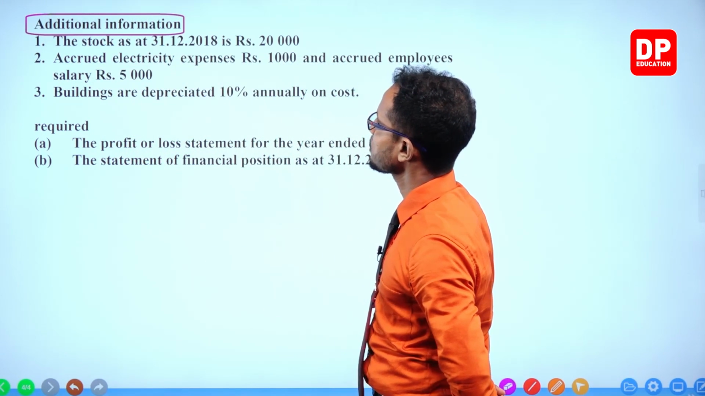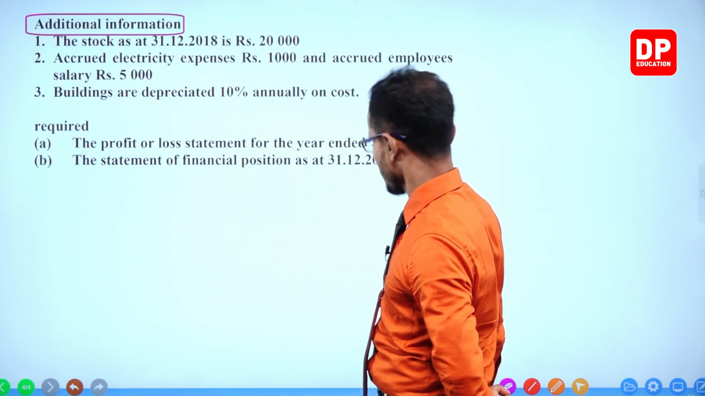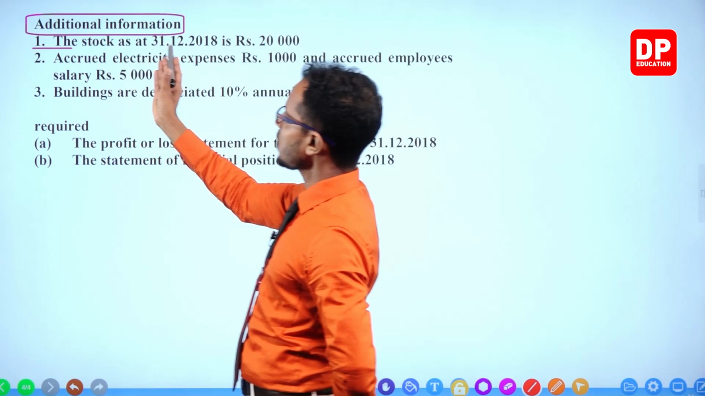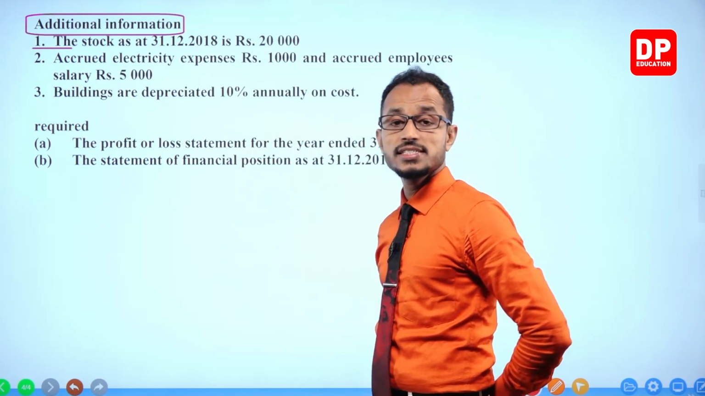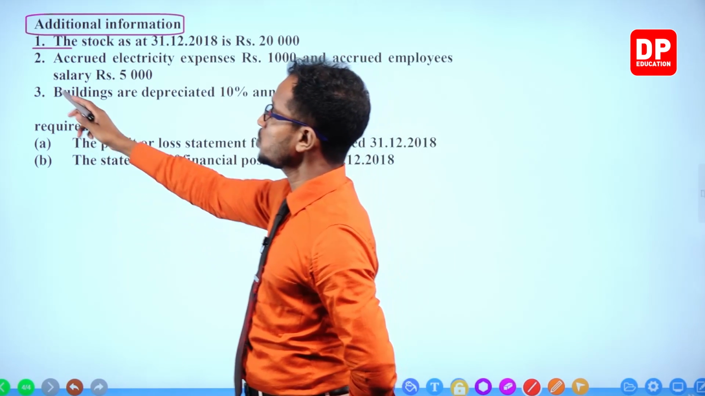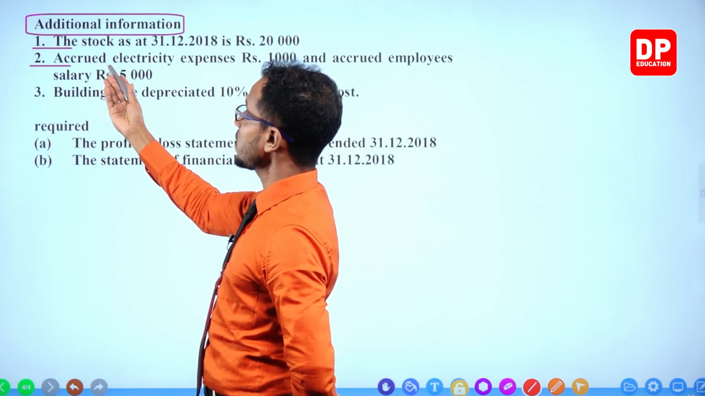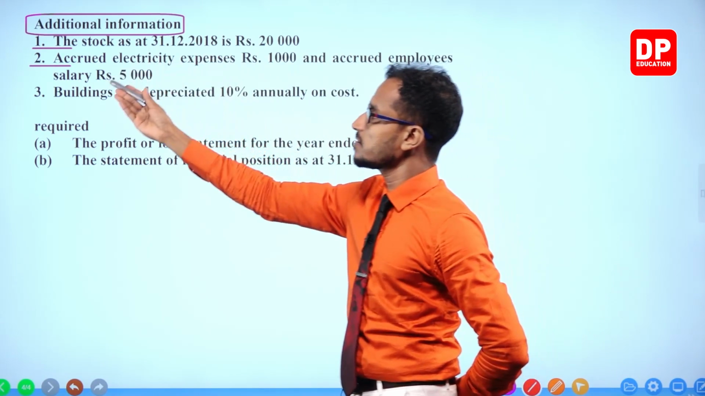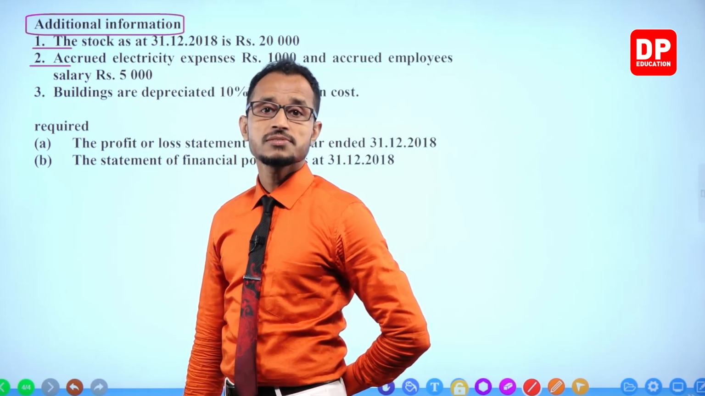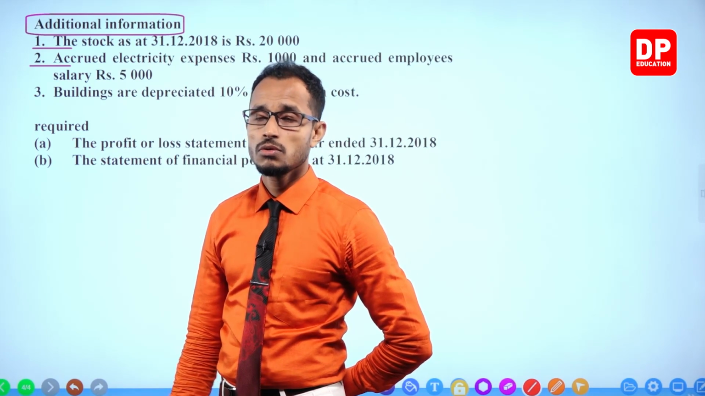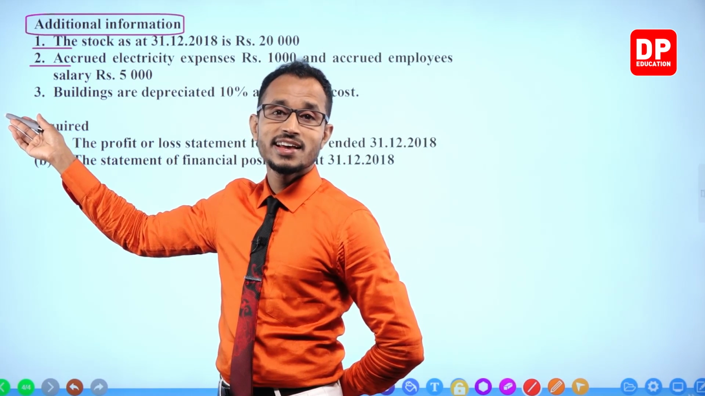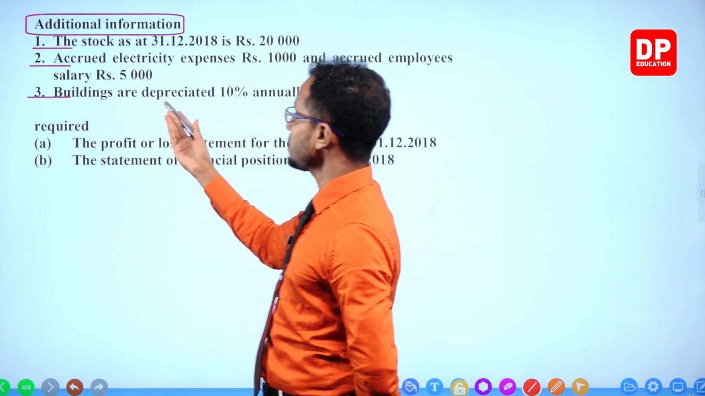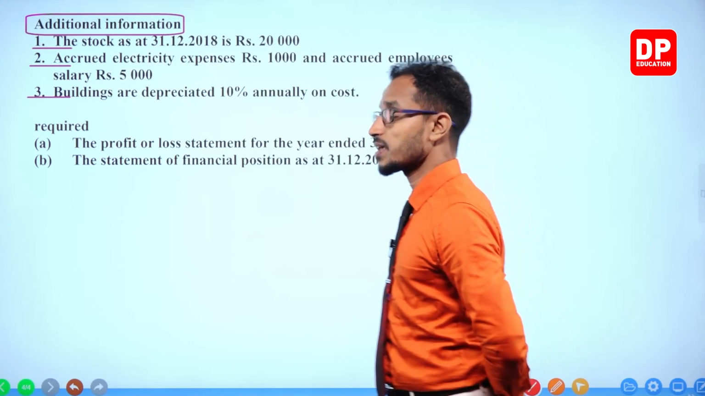1, 2, 3. We have a stock as at 31st December. We know that this is the closing stock. 2, accrued electricity expenses 1,000, and accrued employees salary 5,000. Accrued expenses, we know what to do. Third one, building depreciation 10% annually.